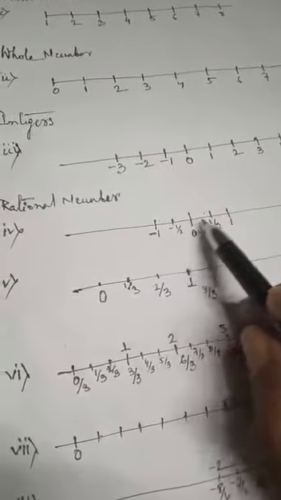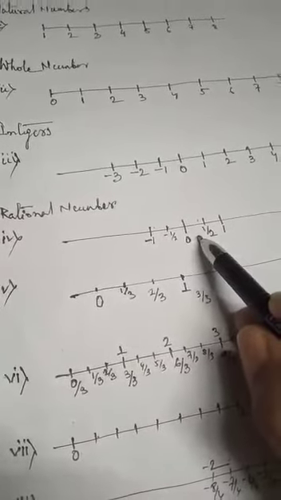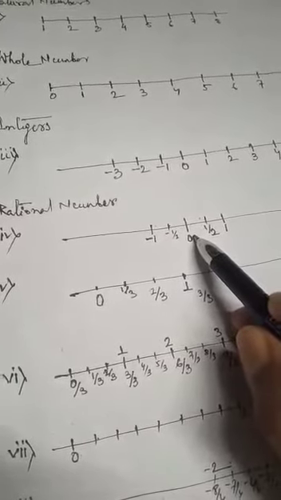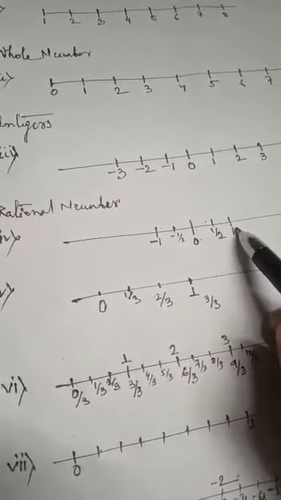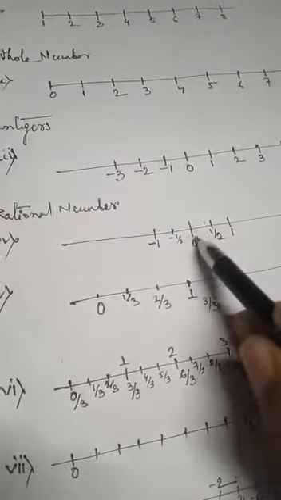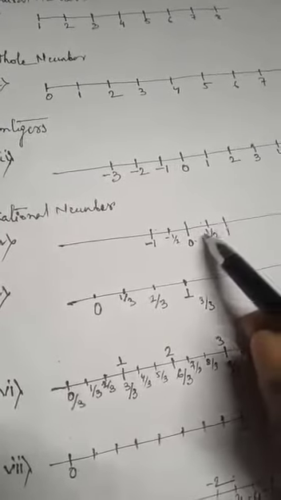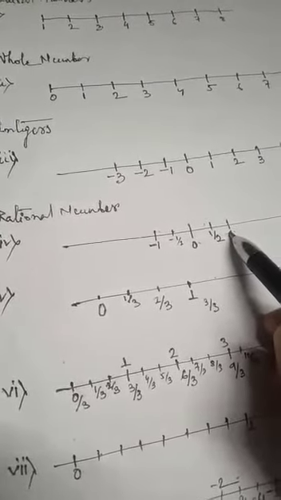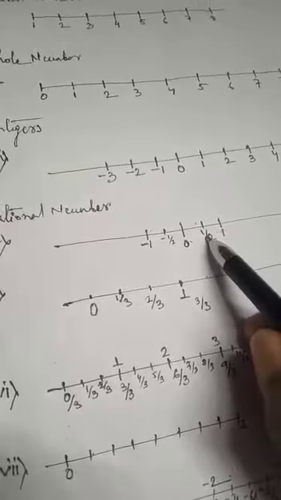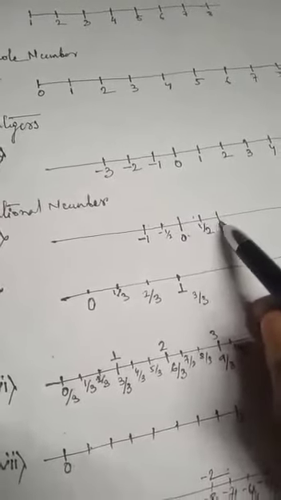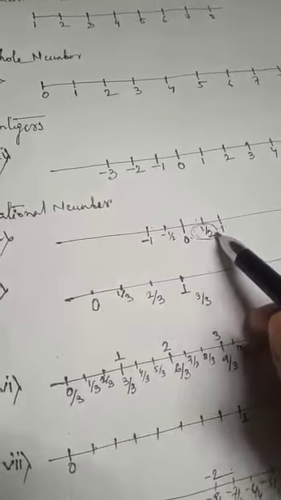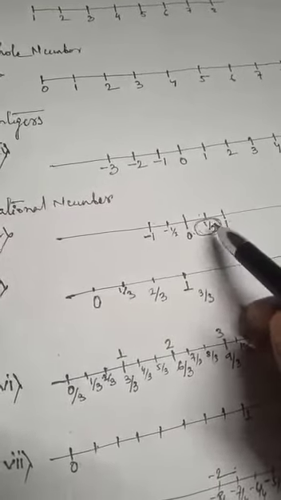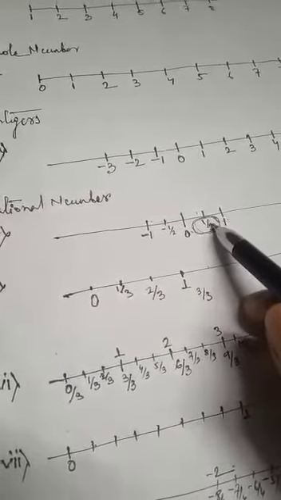So I make a number line and first I start from 0. After that I take 1, with a distance of 1. So between 0 and 1, I take 2 equal parts, and the middle point, how much will it be? It will be 1 by 2.